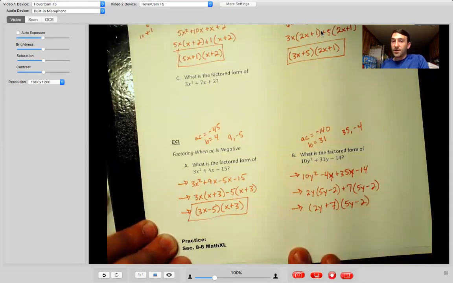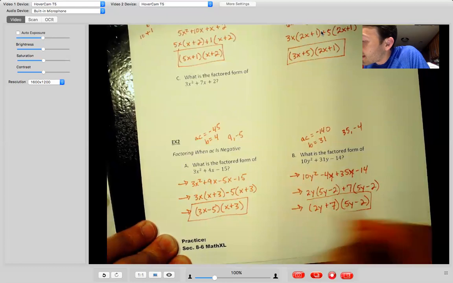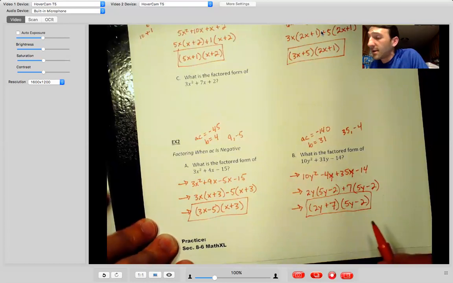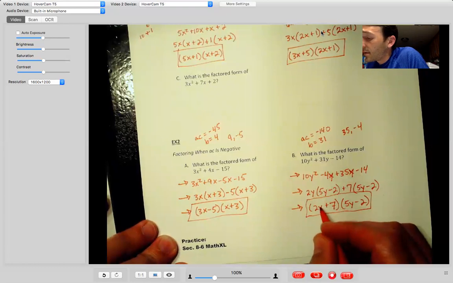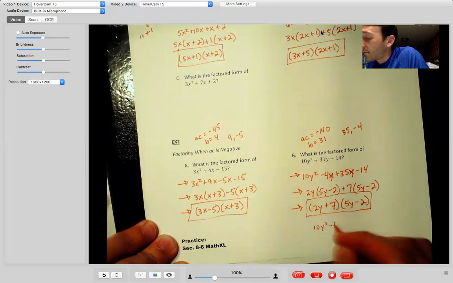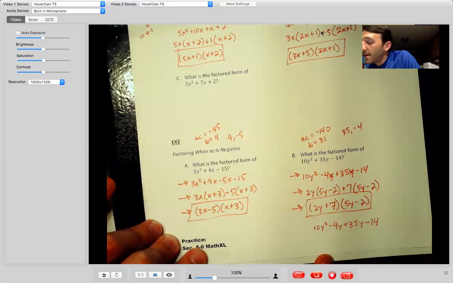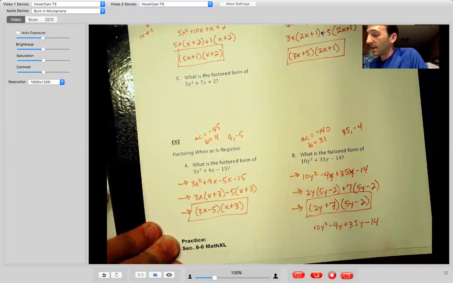I don't think I reminded you guys of this last time, but it's always good to remember what we're doing here, right? We're saying that this times this equals this, so we can always multiply back out to see if that's true. Just to show you that real quick, 2y times 5y gives me 10y squared. 2y times minus 2 gives me minus 4y. 7 times 5y gives me plus 35y. And 7 times negative 2 gives me negative 14. That looks familiar; that's how we split it up right there. So that shows you what the process is. And when we combine these two terms, we get that final answer.